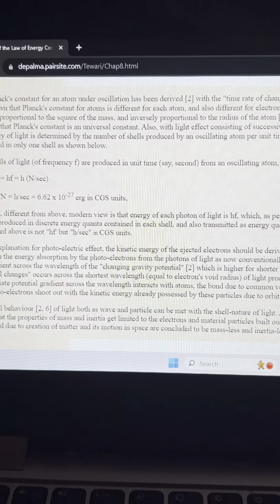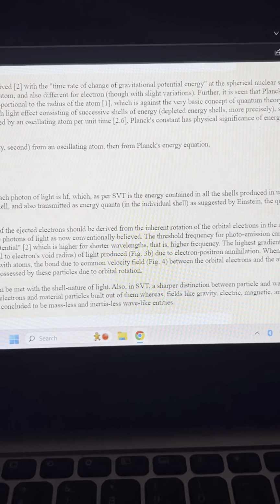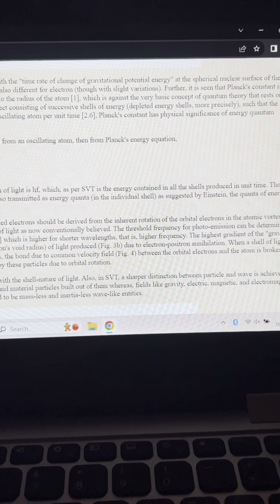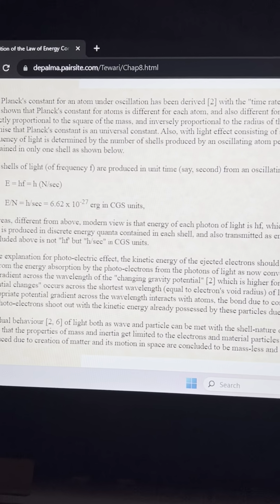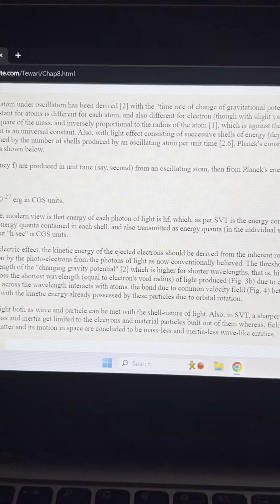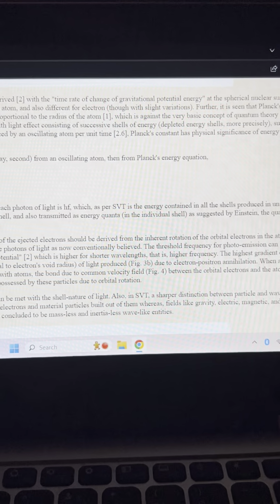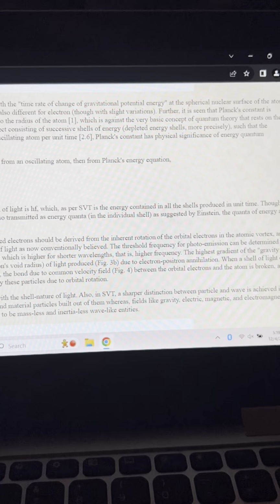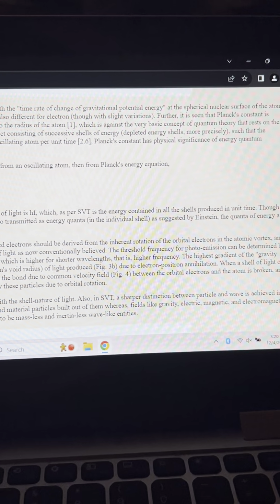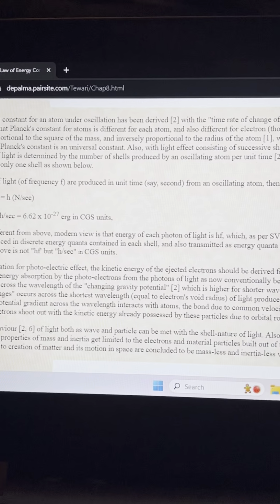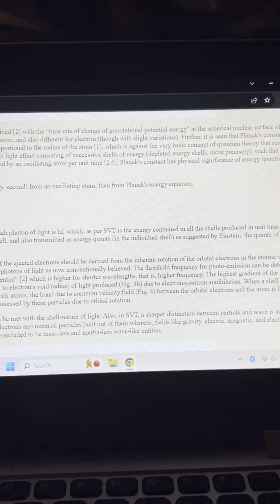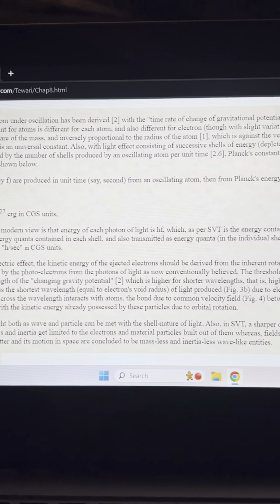The Planck's constant for an atom under oscillation has been derived with the time rate of change of gravitational potential energy at the spherical nuclear surface of the atom. It is shown that Planck's constant for atoms is different for each atom and also different for electron, though with slight variations. Further, it is seen that Planck's constant is directly proportional to the square of the mass and inversely proportional to the radius of the atom, which is against the very basic concept of quantum theory that rests on the premise that Planck's constant is a universal constant.